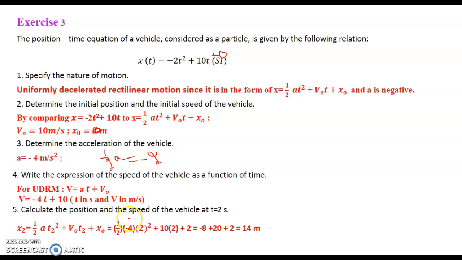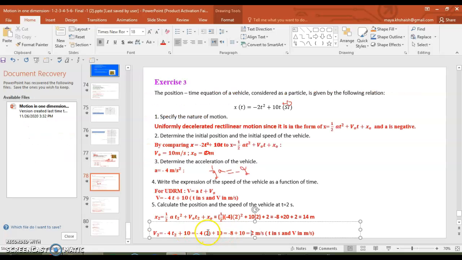Calculate the position and the speed of the vehicle at t equals 2 seconds. So we say x2, x index 2, to show that it belongs to t equal to 2: half a t2 squared plus v naught t2 plus x0. Doing the substitutions, we get that x2 is equal to 14 meters. Now concerning the speed, doing the substitution in the equation here, minus 4 times 2 plus 10, minus 8 plus 10 is equal to 2 meters per second, where t is in seconds and v in meters per second.